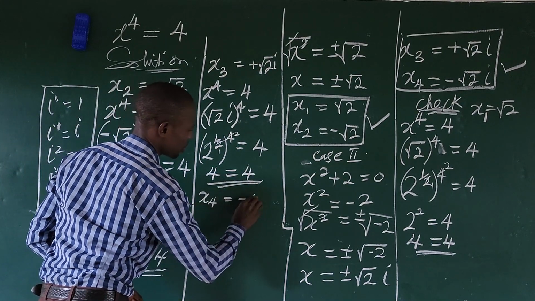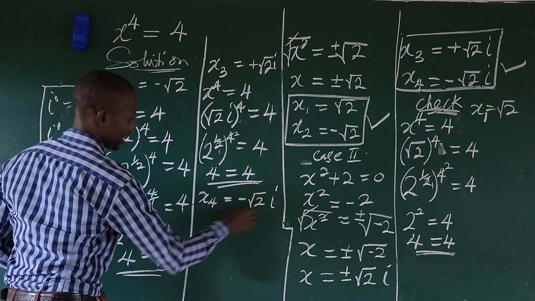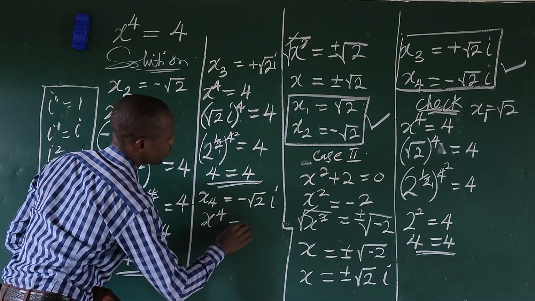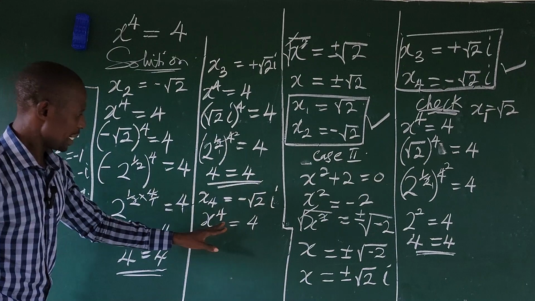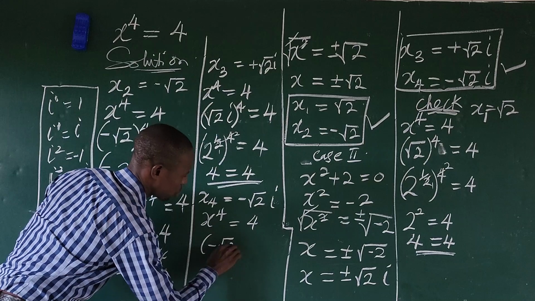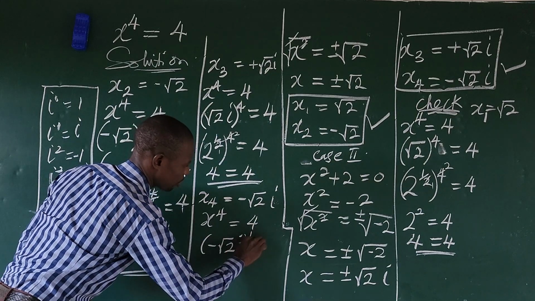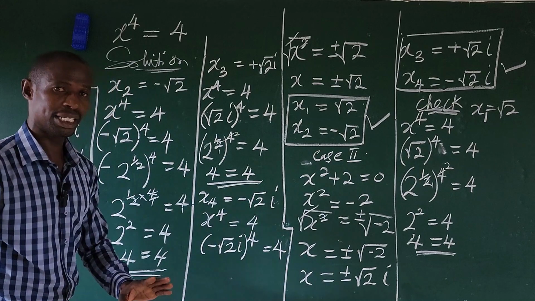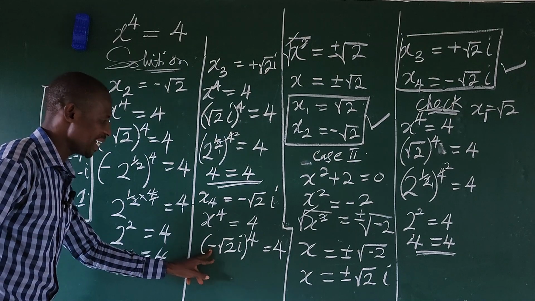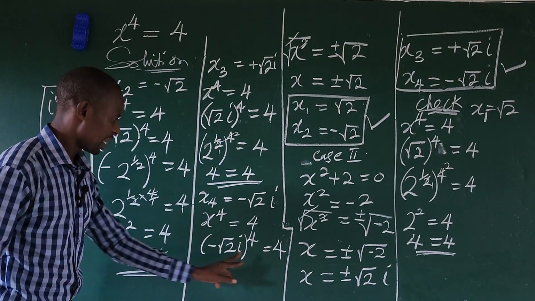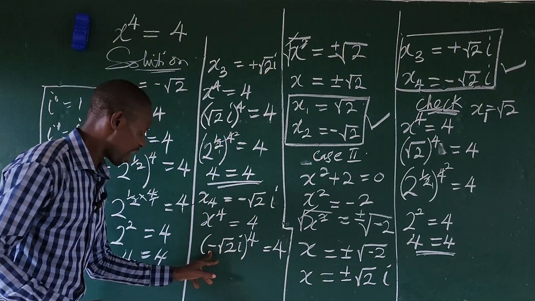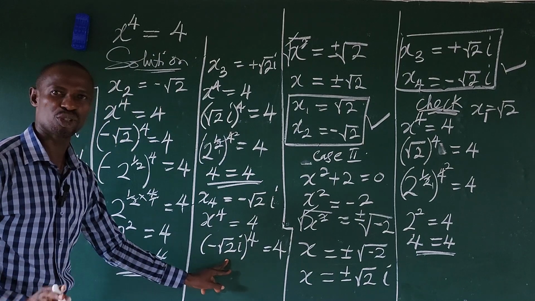x4 is equal to minus the square root of 2 iota. Again, bring in our equation, which is x to the power of 4 equal to 4. So this will now give us bracket open minus the square root of 2 iota close bracket all to the power of 4 is equal to 4. This is easy. Minus to the power of 4 will give us positive, and iota to the power of 4 will give us 1. So here we have 1, here we have 1, so we are left with the square root of 2.